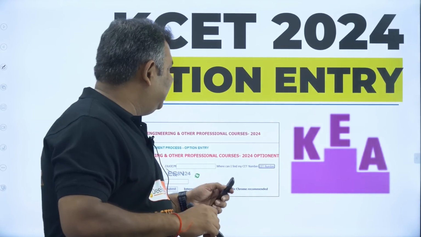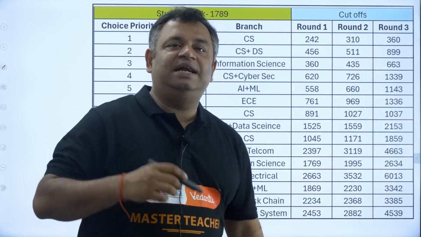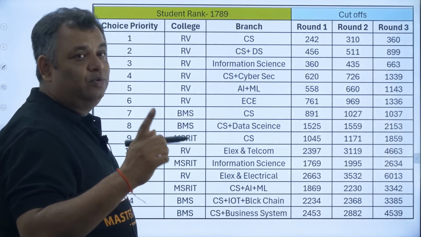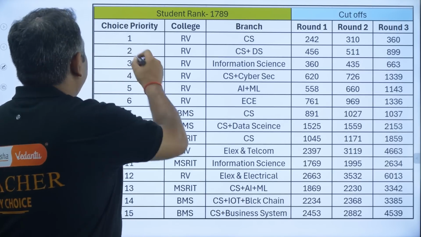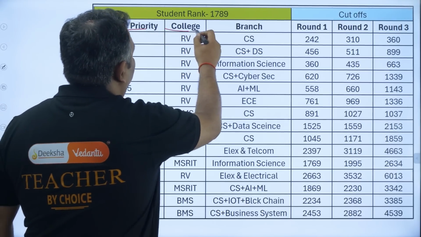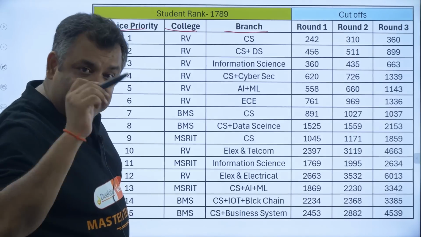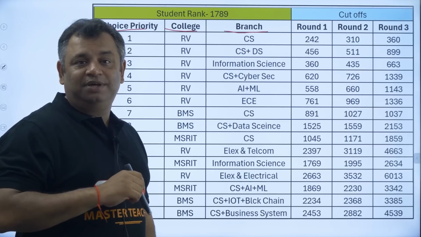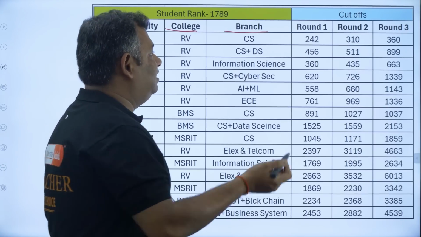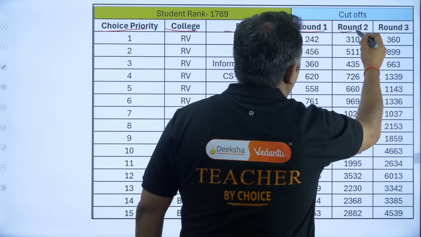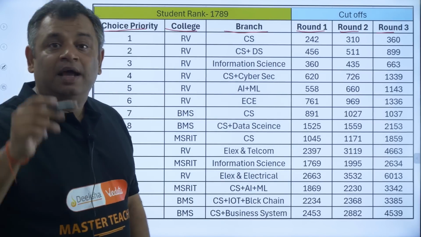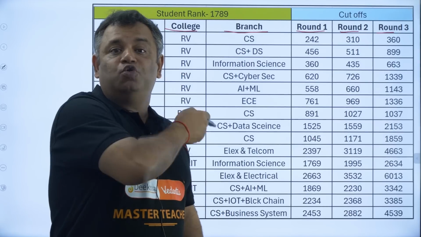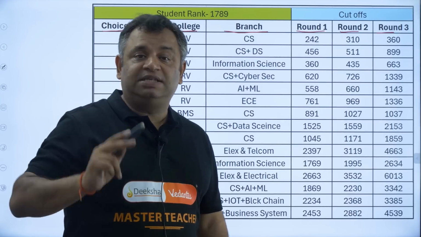Before we actually begin with the user ID, password, etc., something which is very critical for you is to make the list, to make the choice priority of college and branch. Please make it. How to make it? There is a video that we have shot. It is in the description box. Please find it. It is based upon last year's round 1, round 2, round 3 cutoff. The entire details are given. I am reminding you, do not start option entry before you make this. Do not start it.